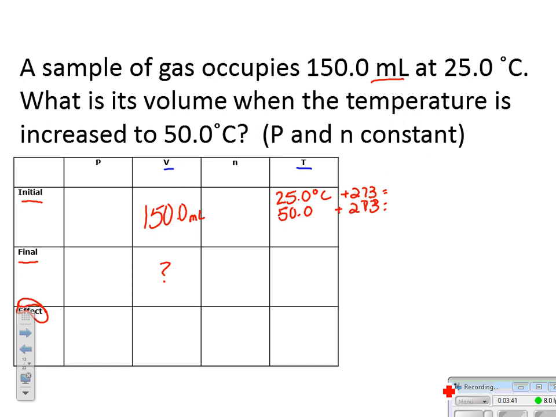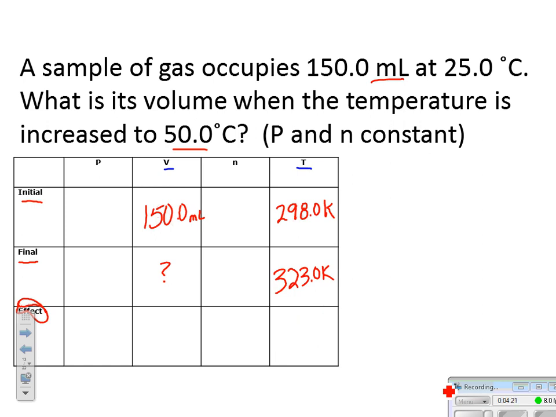So 25 degrees Celsius, when we add 273, is going to give us 298.0 Kelvin. And then the final temperature is 50 degrees Celsius. 50 plus 273 is 323.0 Kelvin. Notice that I'm not using that conversion as my significant figure determination. We're going to use our measurement with the 0.0 and keep that.